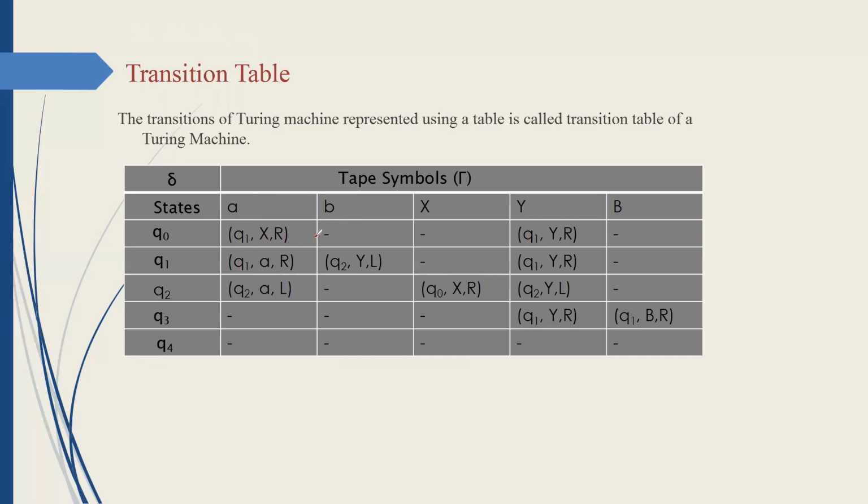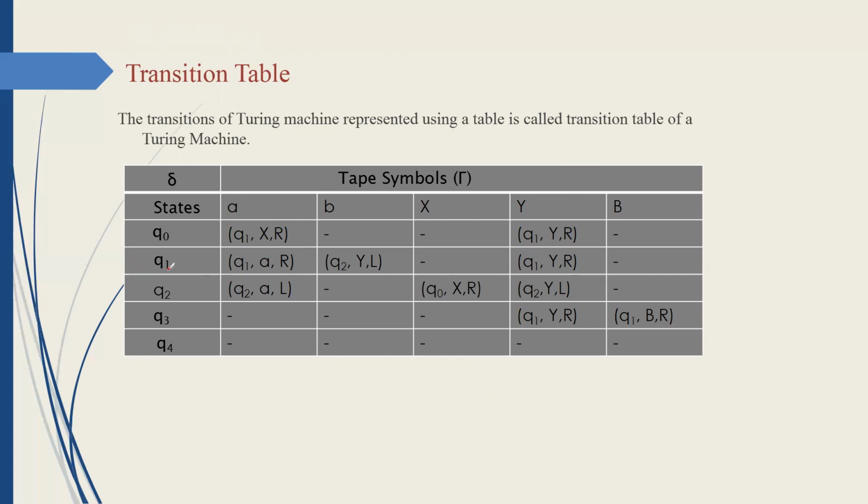If nothing is defined, for example, you can see a dash, which indicates that the transition for that particular state on that particular input is not defined. That is, Q naught on B is not defined, Q naught on X is not defined. Coming to Q naught on Y: if you are in the state Q naught and the input is Y, we say change the state to Q1, let Y be as it is, and move the cursor to the right direction. This is how we represent it in the transition table.